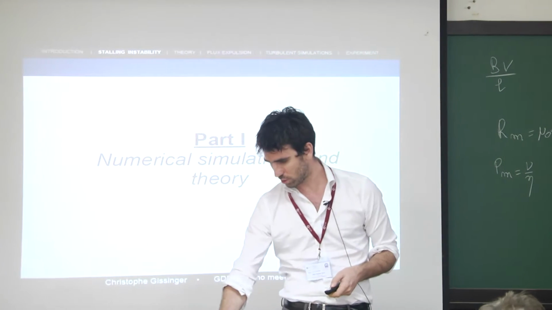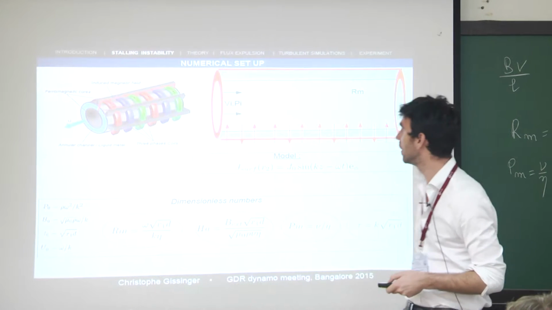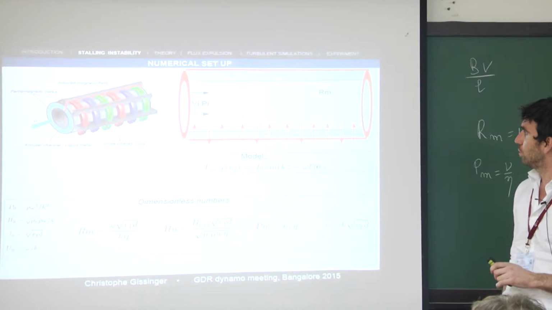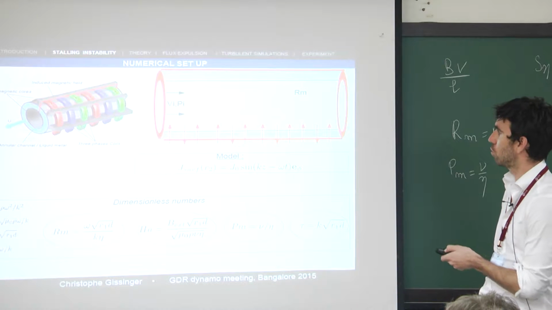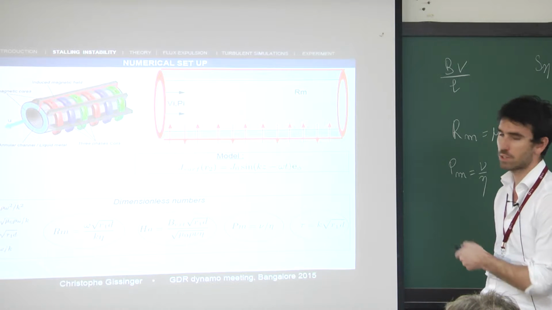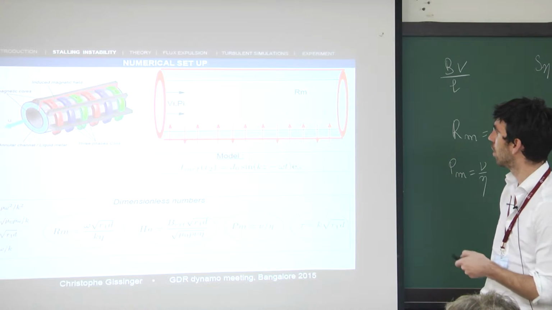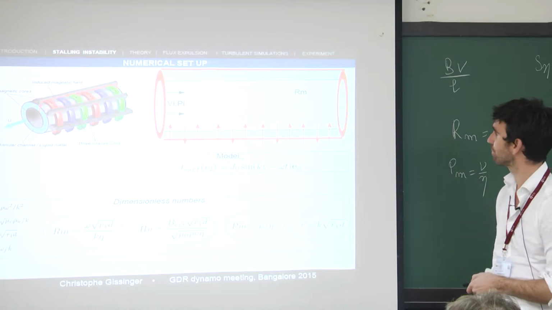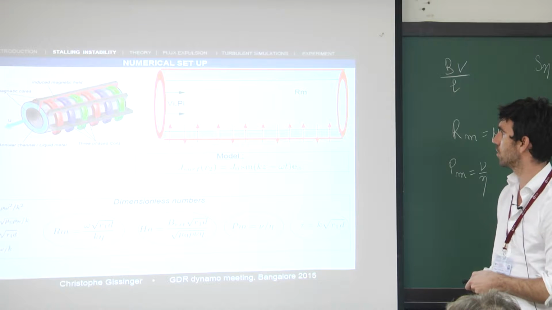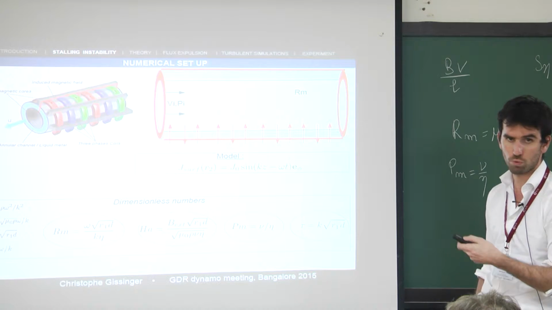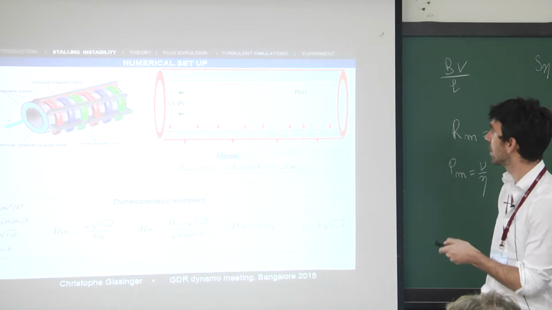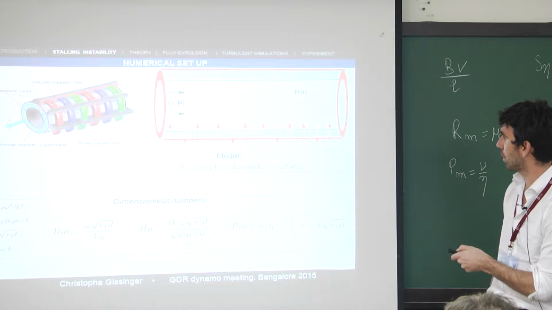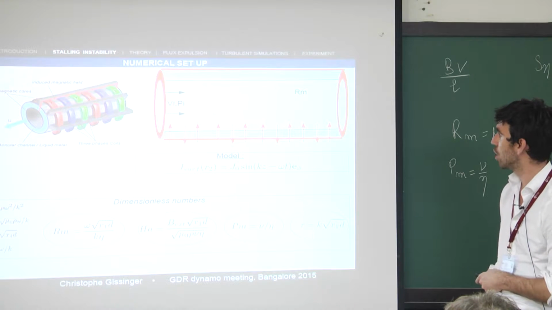First I will start with the simulation. We try to find a very simple setup, trying to reproduce the minimal ingredients in an electromagnetic pump like that. So we are solving the full MHD equations in a cylindrical geometry. You have two concentric cylinders. We're using the code Heracles, which is a finite volume MHD code.